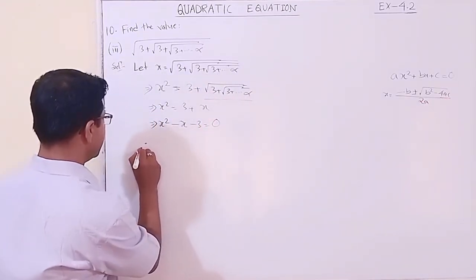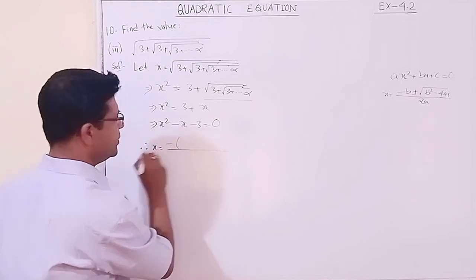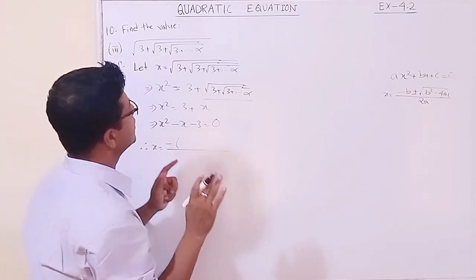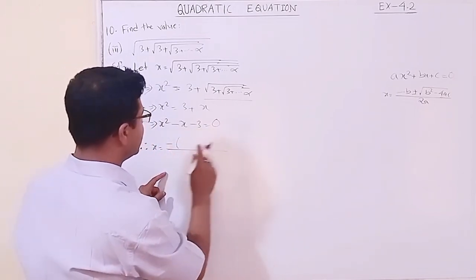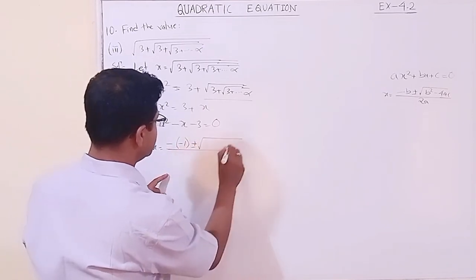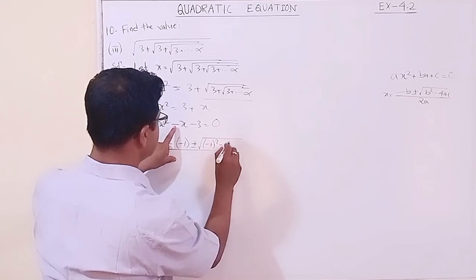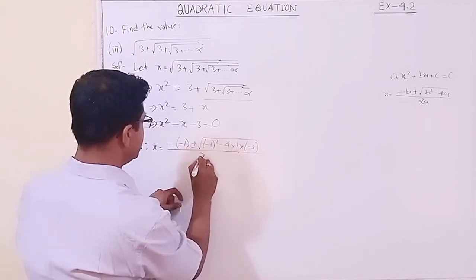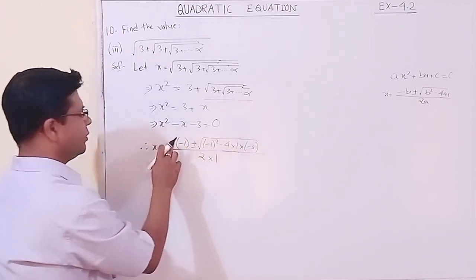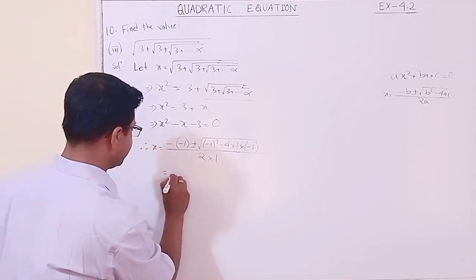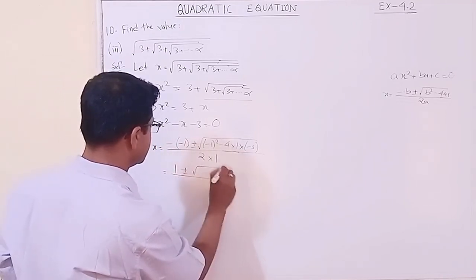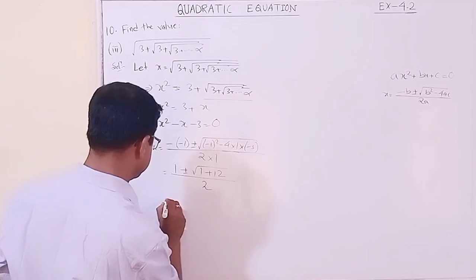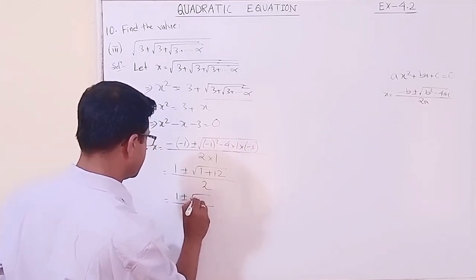So therefore x equal to minus b. No need to write that formula, you know it. You can do it directly, because all of you have advanced math. That means you are very smart students. Minus b plus minus root over b square minus 4ac. What is b? Minus 1. What is a? 1. What is c? Minus 3. Divided by 2a. a is the coefficient of x square, which is 1. So 1 plus minus root over 1 square, 1, plus 4 times 3 is 12, by 2. 1 plus minus root over 1 plus 12, 13, by 2.